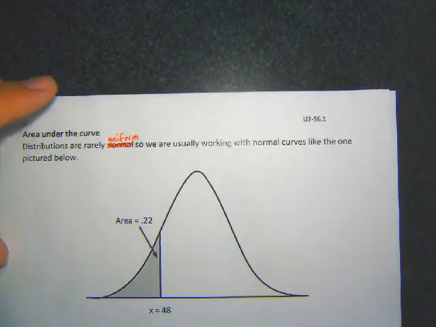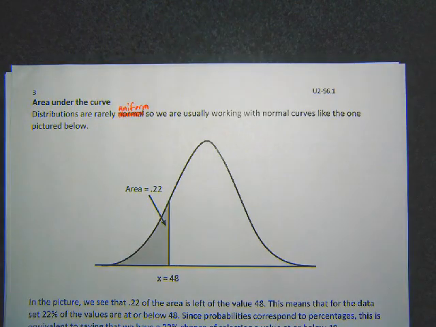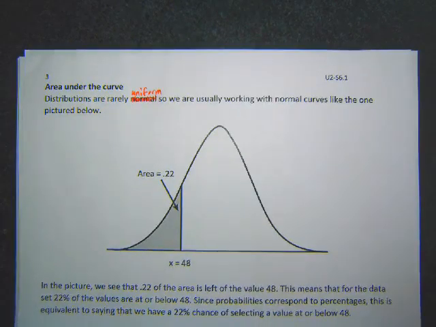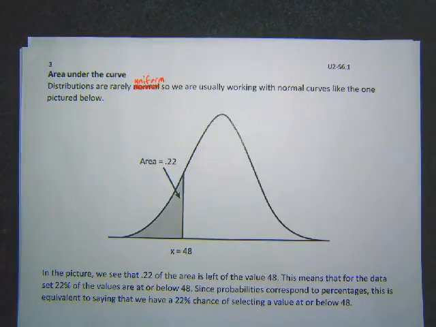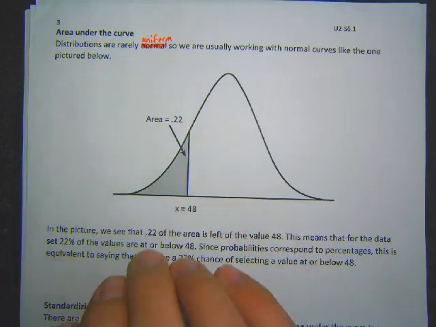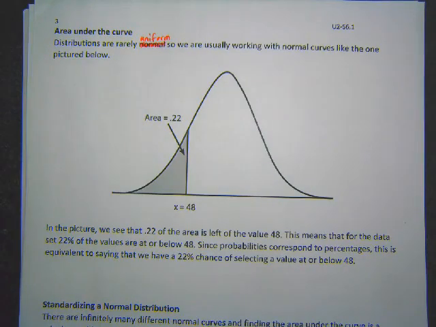So, distributions are rarely uniform. I had a little typo there, so I had to fix that. It says I put normal, I meant to put uniform. So they're not usually uniform. They don't usually make that nice rectangle for us. Most of the time, they're going to be normal curves that we work with, so something like this. But we can still use the same idea, and we can find the area or percentage probability of a region of this to find out the percentage probability of values being in that region.